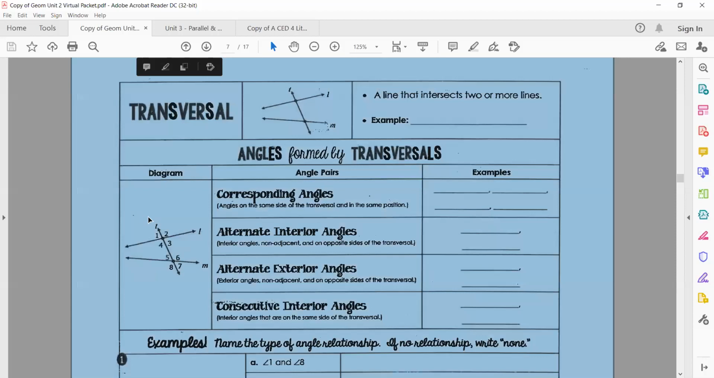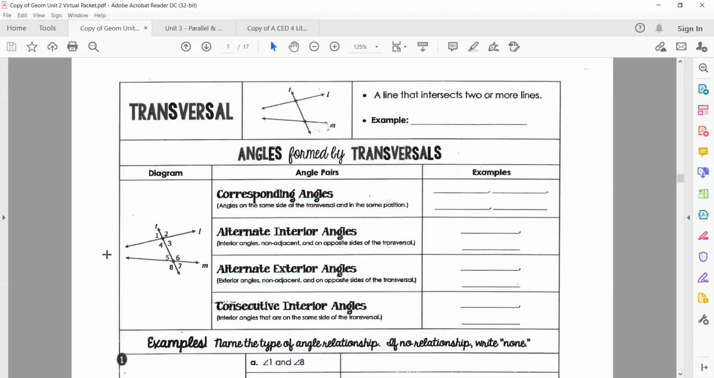And I know it's not a closed shape, but if you can imagine, these two lines here are sort of creating space. They're defining some space. Angles 3, 4, 5, and 6 are all in the interior. Angles 1, 2, 8, and 7 are in the exterior of the shapes that those lines L and M are defining. T is still your transversal.